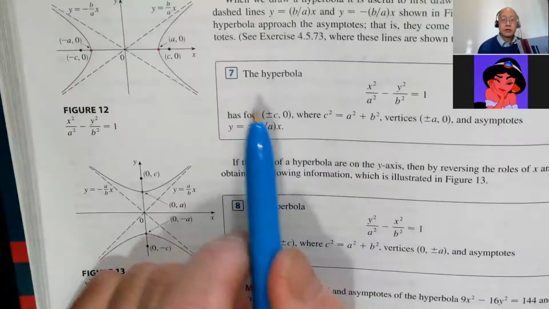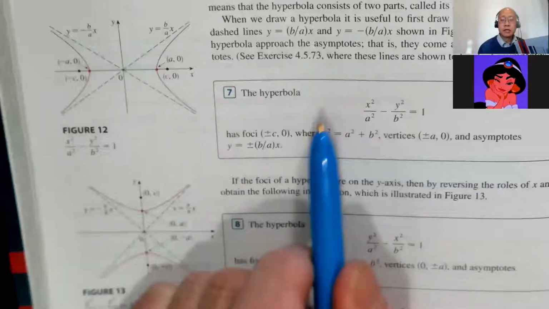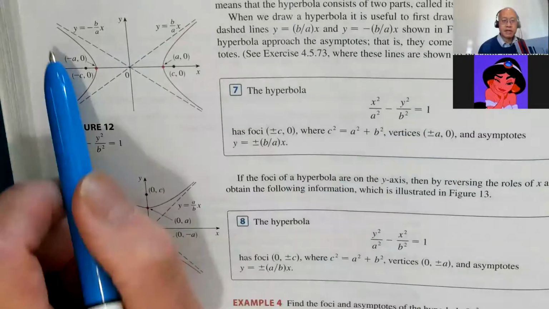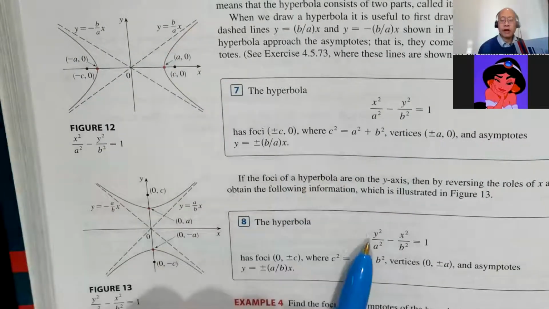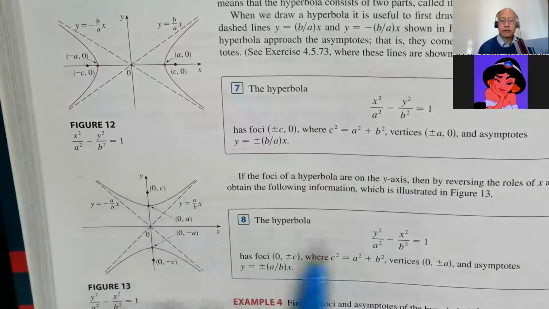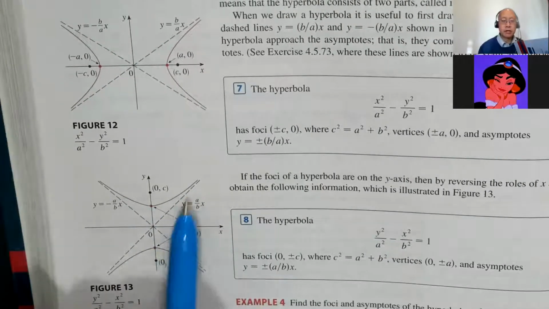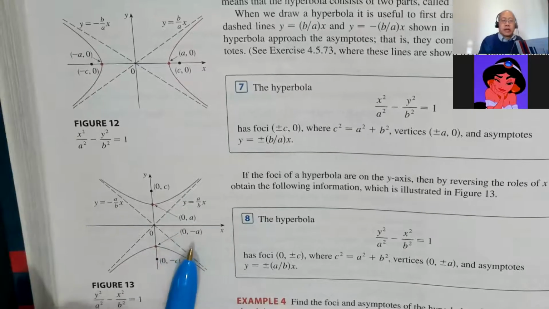Okay, so this type is x squared over a squared minus y squared over b squared equals 1. Okay, it's going in the x direction, kind of. If y squared comes first, y squared over a squared minus x squared over b squared equals 1, the hyperbola goes up and down. It's going to have asymptotes. I'll be asking you to draw the asymptotes.